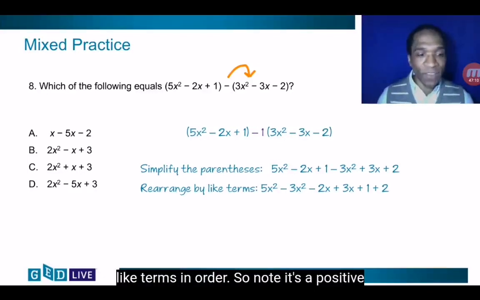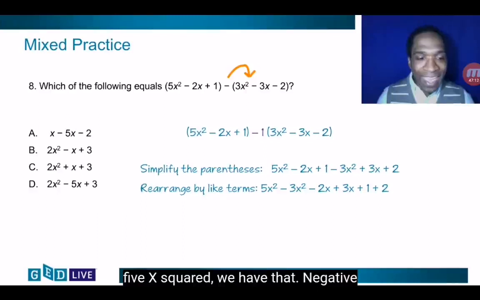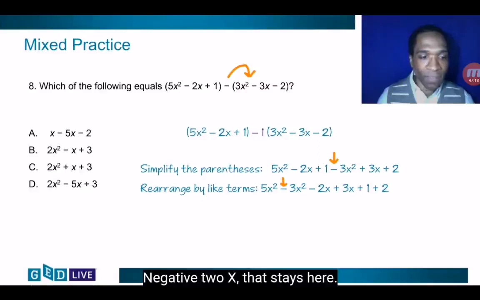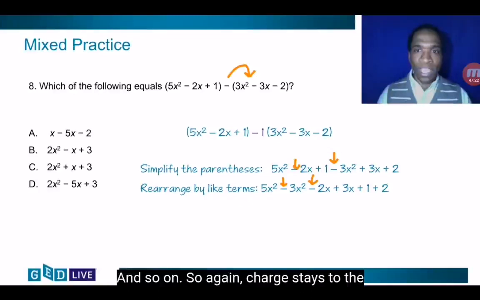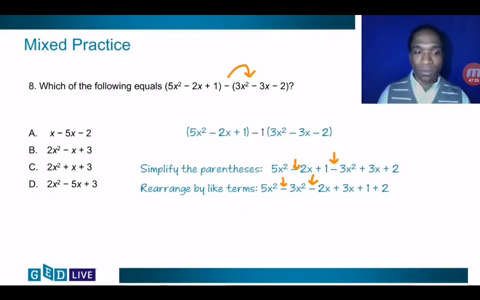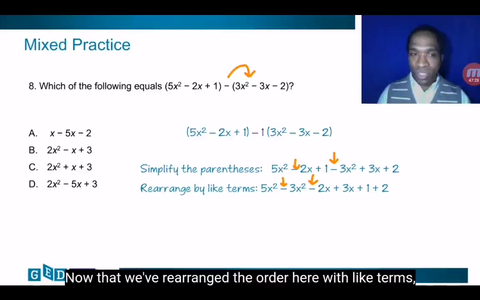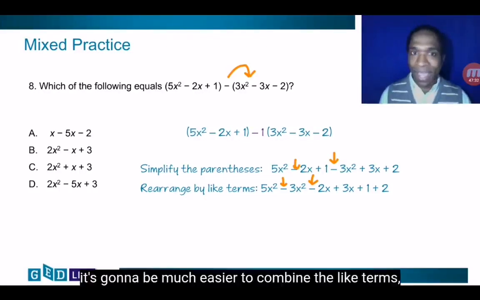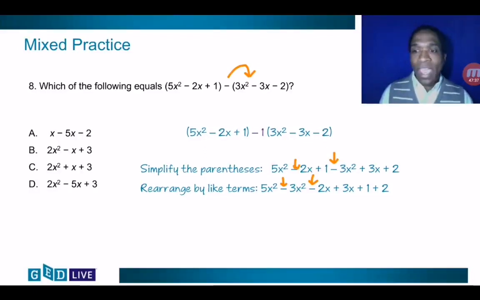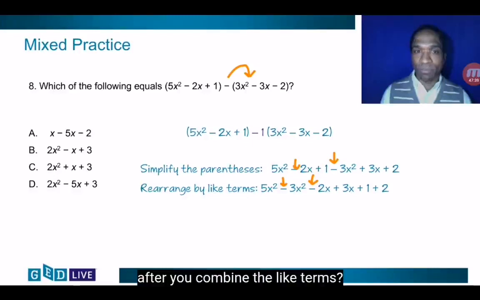So note, it's a positive 5x squared. We have that. Negative 3x squared. There we go here. Negative 2x. That stays here. And so on. So again, the charge stays to the left, and then the order won't matter. Now that we've rearranged the order with like terms, it's going to be much easier to combine the like terms, right? So what do you think the outcome will be after you combine the like terms?